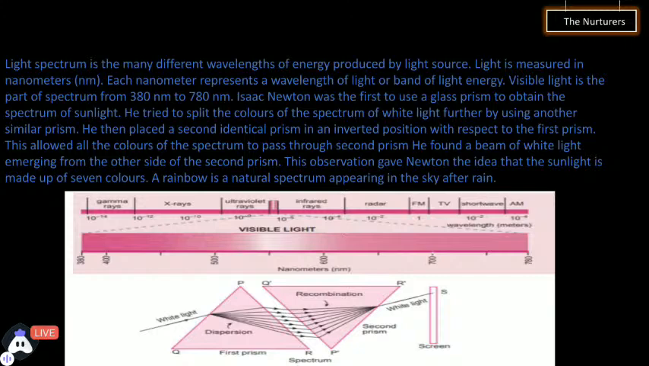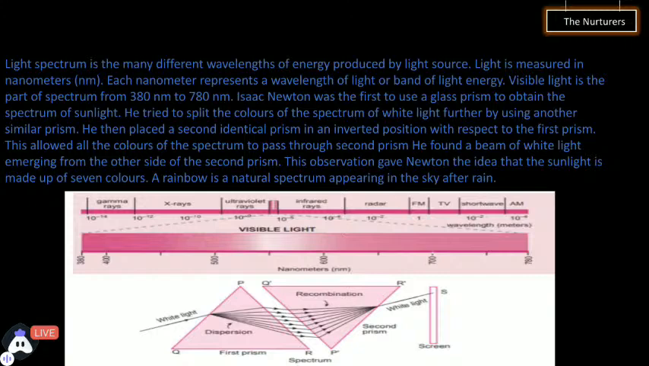Isaac Newton was the first to use a glass prism to obtain the spectrum of sunlight. He tried to split the color of the spectrum of white light into the similar 7 colors. He then placed a second identical prism in an inverted position with respect to the first prism. As you can see in the picture below, what Isaac Newton did, he placed the first prism, observed that the white light is splitting up into 7 colors, placed an inverted prism with respect to the first prism. Now what happened? This allowed all the colors of the spectrum to pass through the second prism.